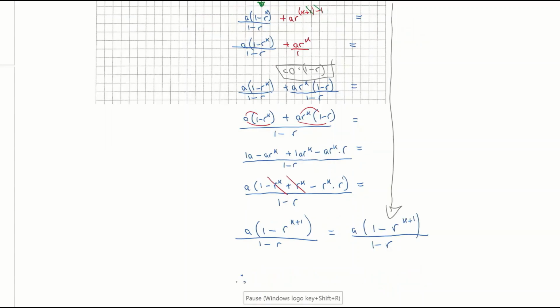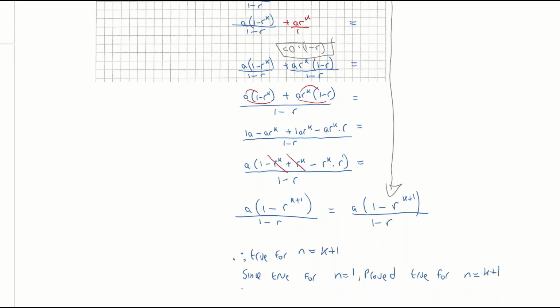So my conclusion is, so therefore it's true for n is equal to k plus 1. And why? Since true for n is equal to 1, we've proved true for n is equal to k plus 1, so therefore it must be true for any value for n.